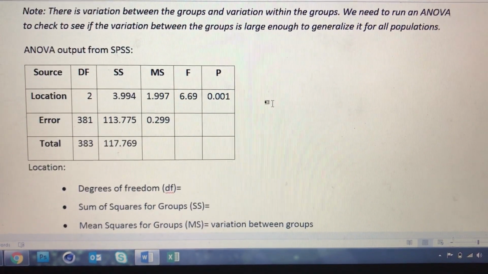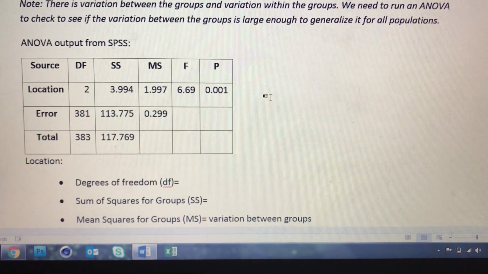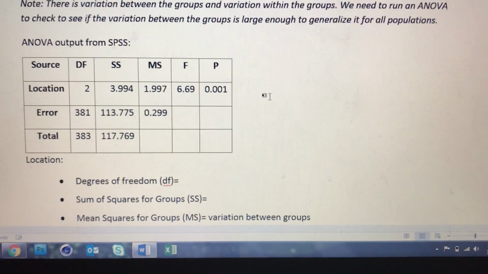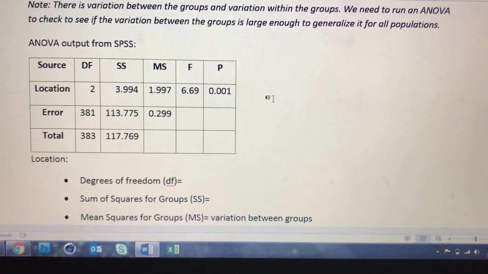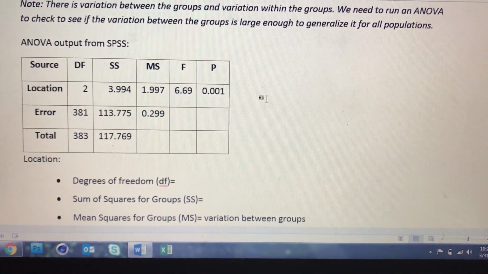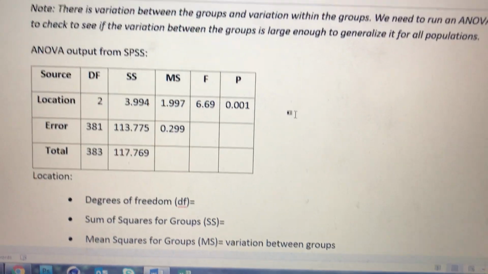So to this point, the only thing we can really say is not all population means are equal. I'm not saying smart people sit in the front. I'm not saying dumb people sit in the back. Our only conclusion to this point is not all population means are equal.